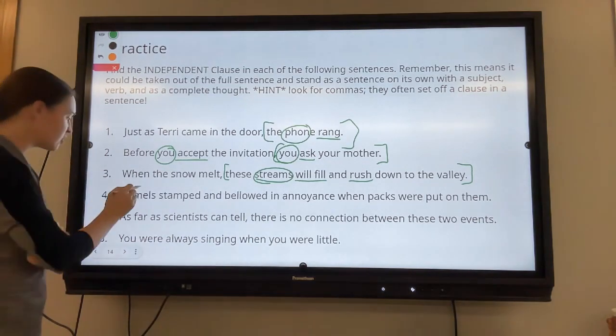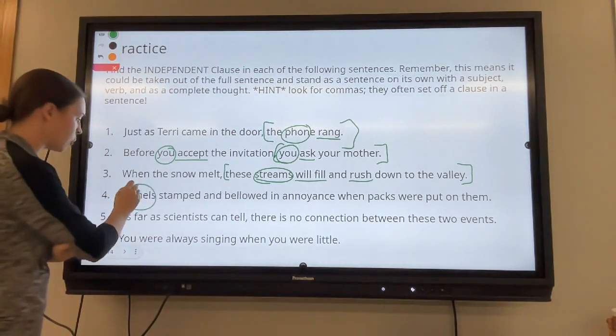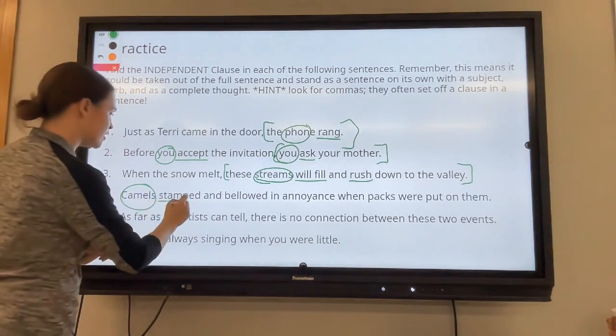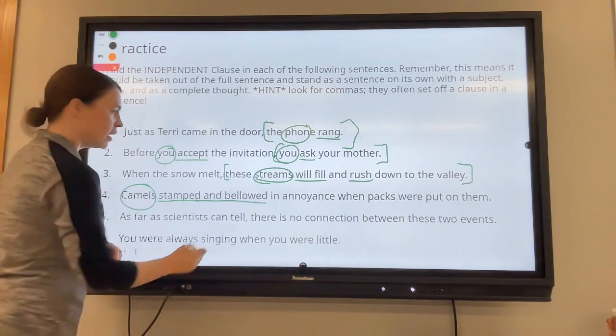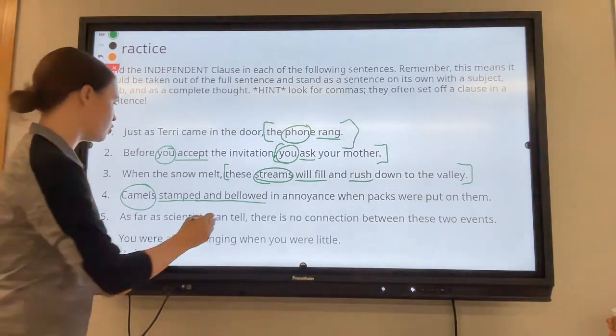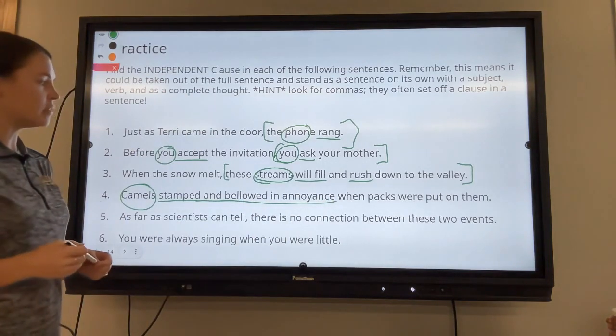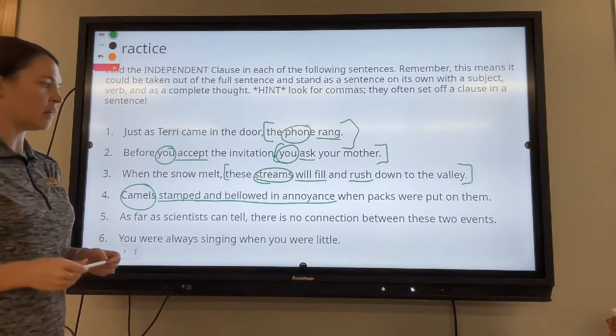I see a subject of camels. Who is the sentence about? Who or what? Camels. What did the camels do? That's our verb. They stamped and they bellowed. And how did they bellow? In annoyance. Camels stamped and bellowed in annoyance when packs were put on them.